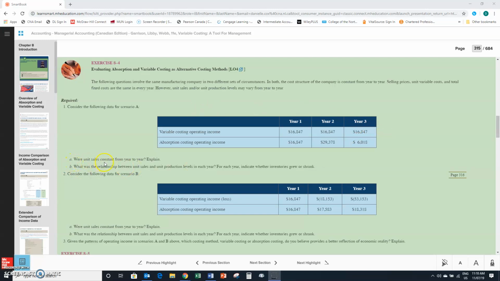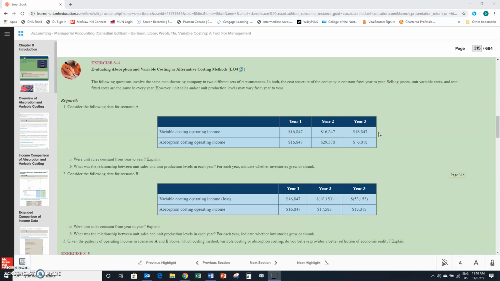Were unit sales constant from year to year? Well, from looking at this, what do you think? It's kind of hard with absorption costing operating incomes because it can change with sales and with production. But the one that will give it away is variable costing. Variable costing is affected only by sales, not by production. So variable costing here is staying the same from year to year. So therefore, sales are staying the same from year to year.